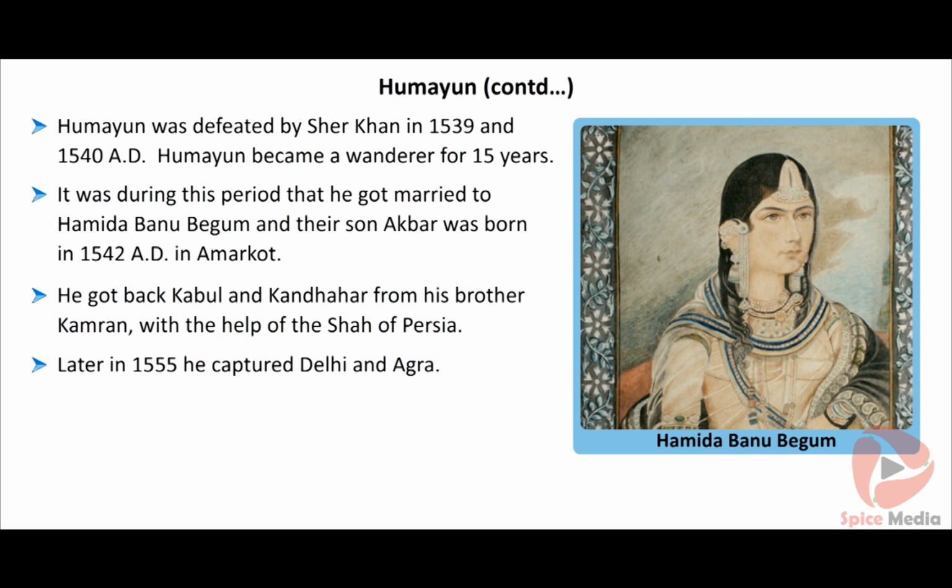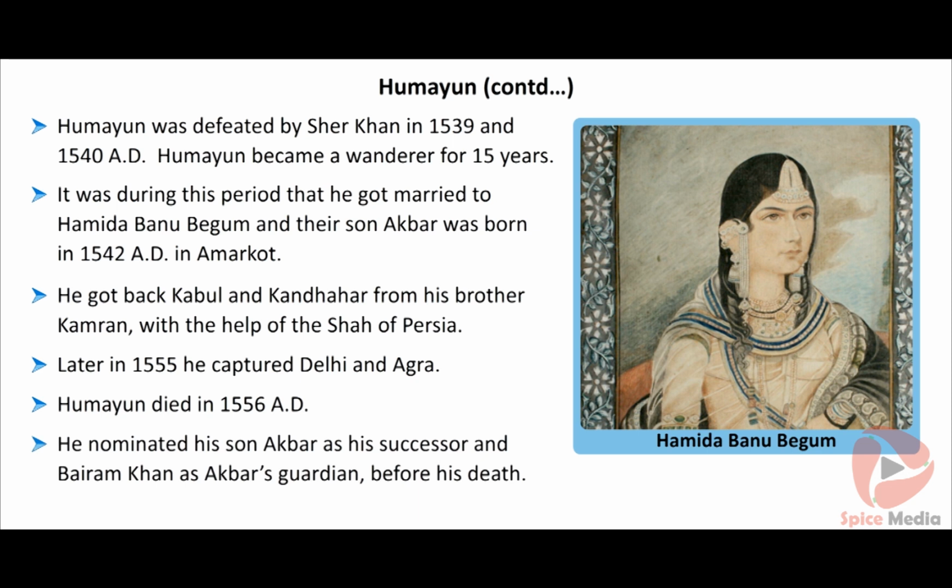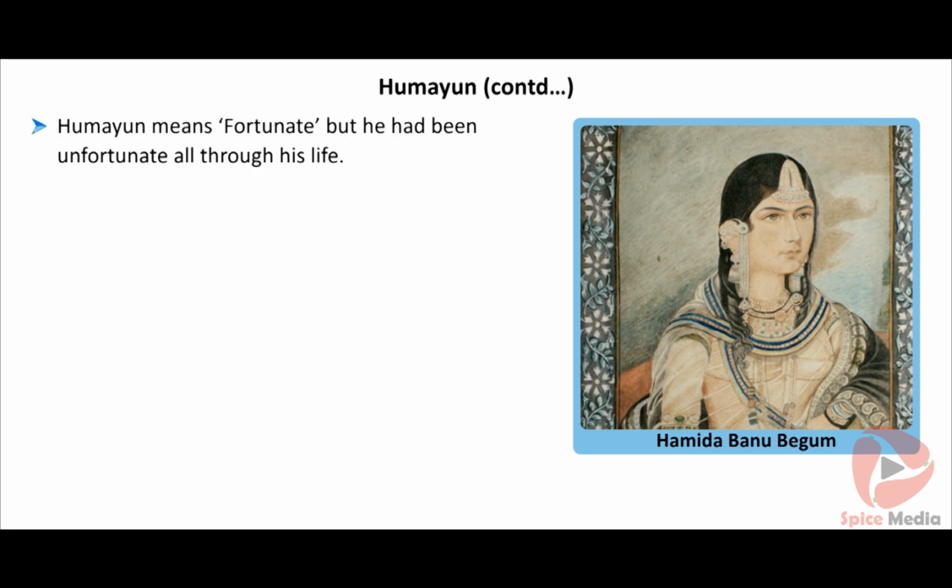However, he did not live long to enjoy his victory. He died in 1556 AD. He nominated his son Akbar as his successor and Bairam Khan as Akbar's guardian before his death. Humayun means fortunate, but he had been unfortunate all through his life.